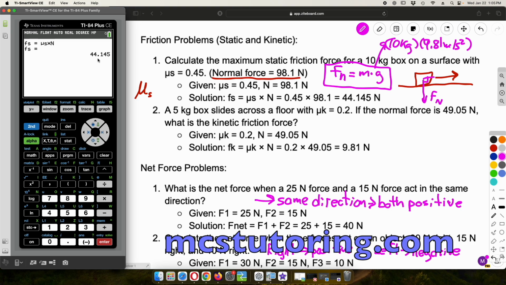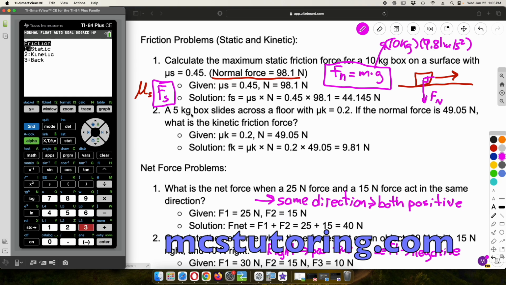So look, we get 44.145, and that's going to be newtons, because that's the static frictional force, or F sub S. I can't do subscripts with what I'm using, but it would look more like this in your book, like F with a subscript of S there. Okay, on to question number 2 here in the friction.